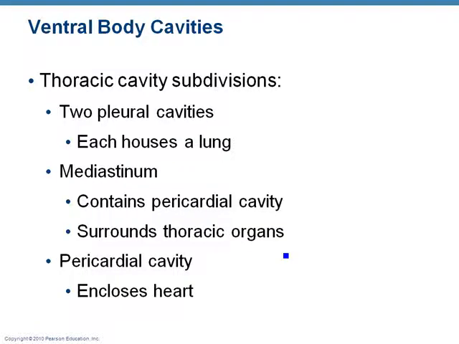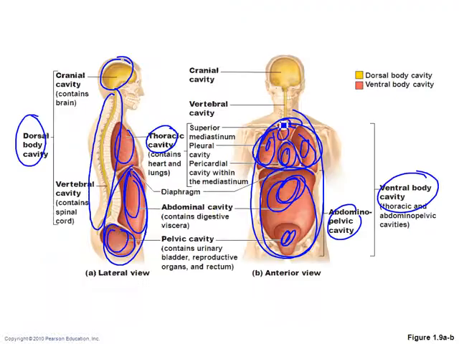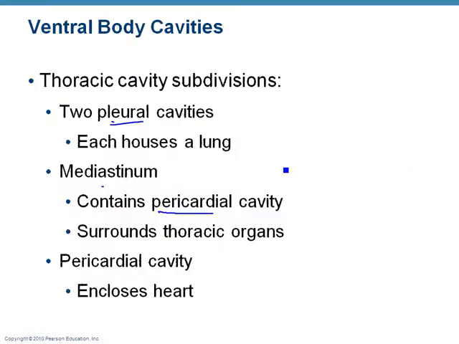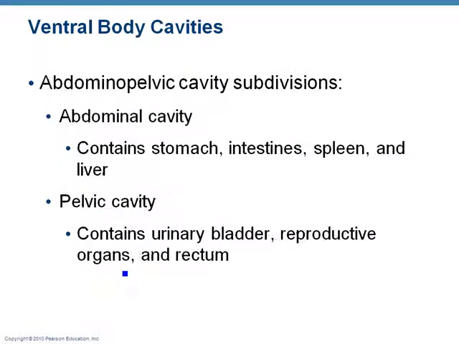Okay. When we talk about thoracic cavity, again, we have the pleural cavity for the lungs. We have the mediastinum, which actually includes the pericardial cavity. So the mediastinum is actually this whole thing, and the pericardial cavity is a part of it. And then you have the pericardial cavity for the heart, abdominal cavity, stomach, intestines, spleen, liver, pelvic cavity, your bladder, reproductive organs, and your rectum.